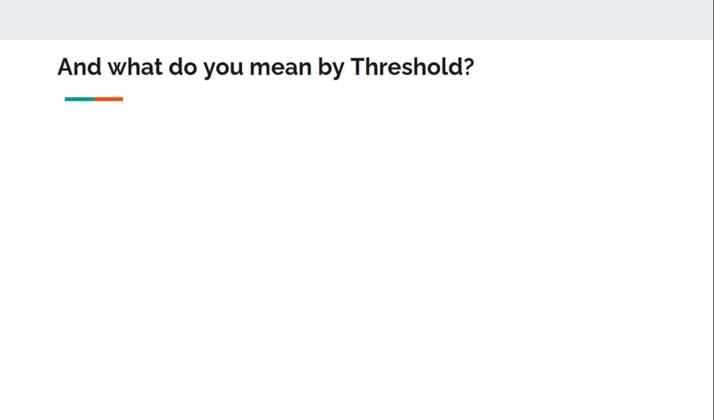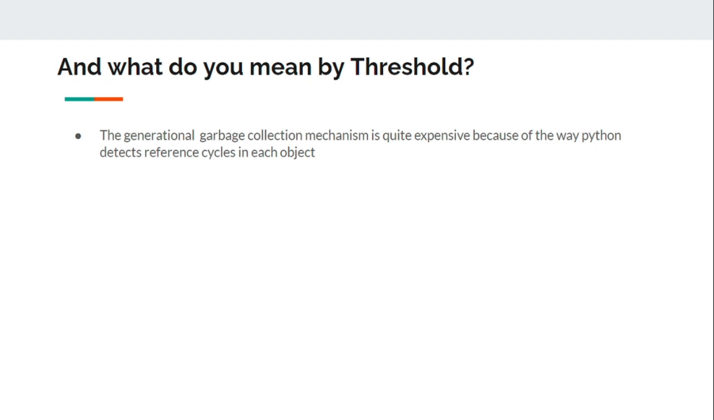So now that we have understood the concept of generation, let's talk about the concept of thresholds. A threshold, as I mentioned in the first slide, is a particular limit that every generation contains, which you can set using the GC module. If the count of objects goes above that limit, the Python garbage collector runs a round of garbage collection. Okay, so the generational garbage collection mechanism is quite expensive. Due to the cycle detection technique, it is quite expensive to run the full garbage collection mechanism.